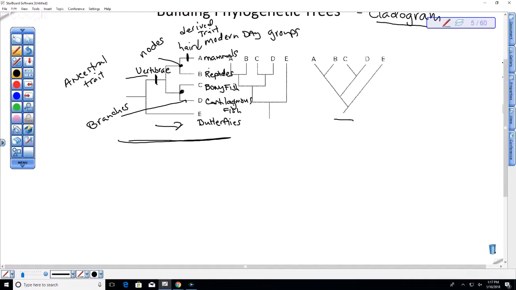So bony fish and cartilaginous fish have fins. So that could be a trait that we could put there that mammals and reptiles do not have. Okay. So in this particular example, I would say vertebrae are ancestral. Hair is a derived trait. Okay. Does that make sense to everybody? Okay.